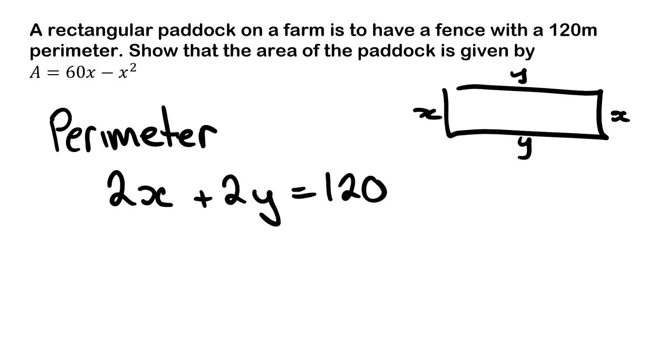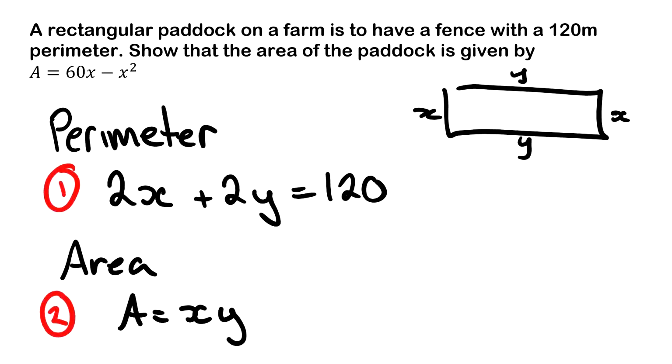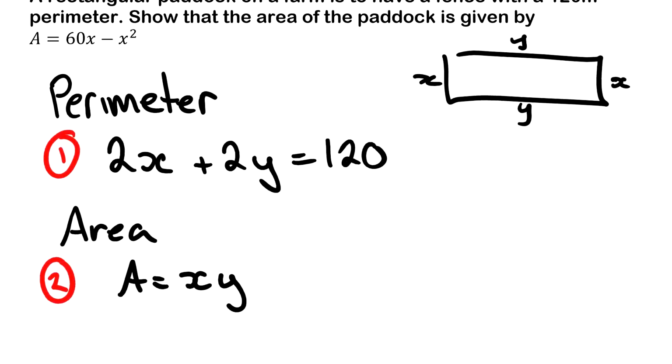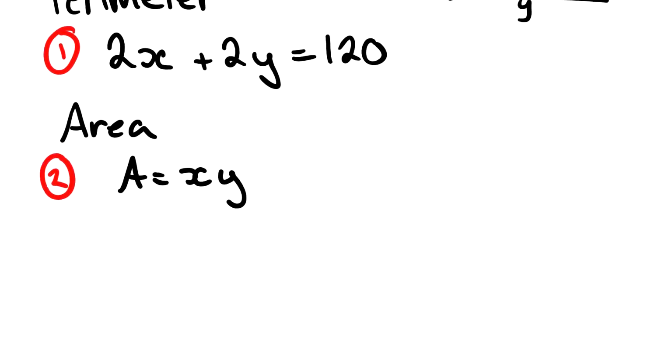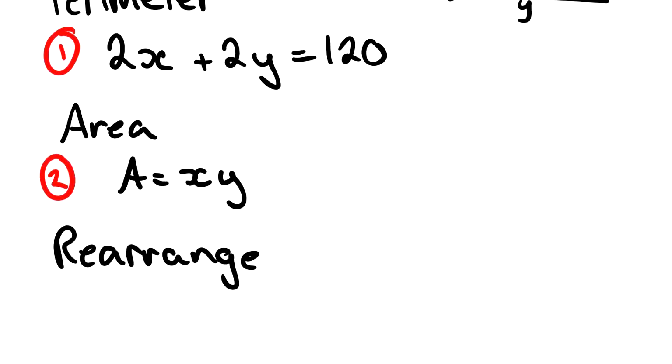Now, the other equation that we have is the area of a rectangle. And we know that the area is given by xy. You just multiply the two sides together. Now, I'm going to label these as equation 1 and 2, because we're going to be using simultaneous equations, and sometimes it helps to be labeling which equation we're dealing with. So I want to rearrange equation 1 to make it into either an x or a y, so I can do some substitution. So I'm going to rearrange 1. If I write that down, we have 2x plus 2y equals 120.